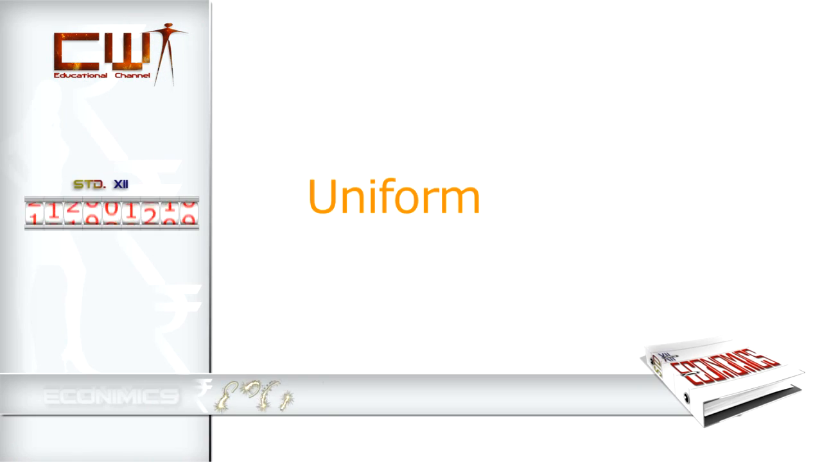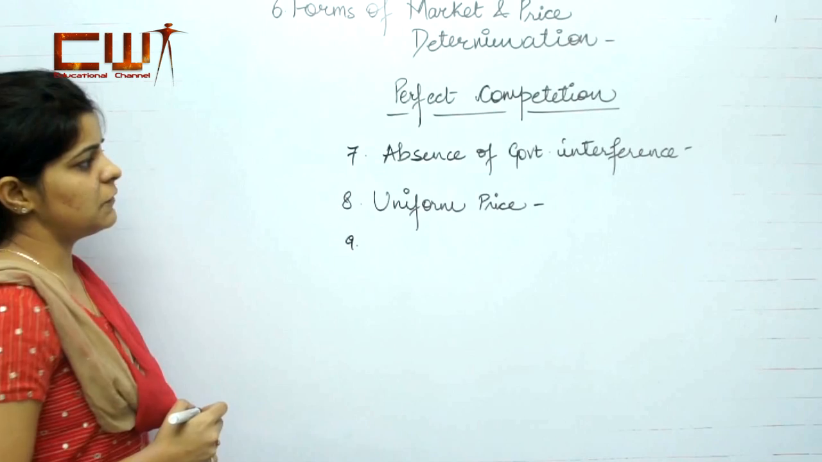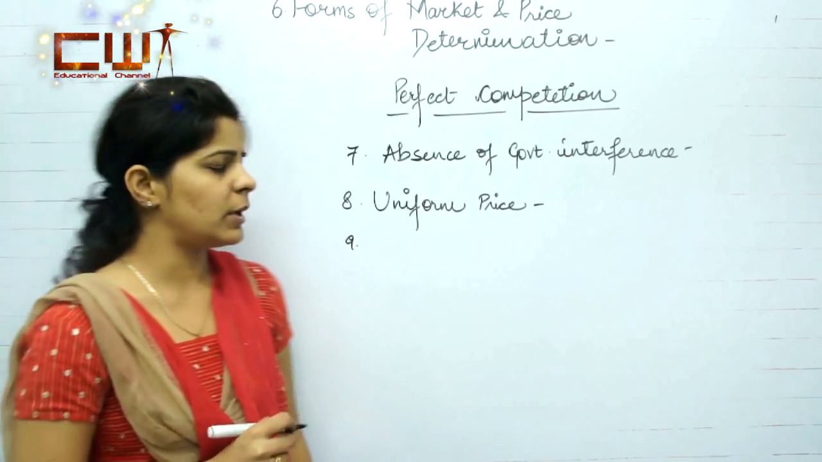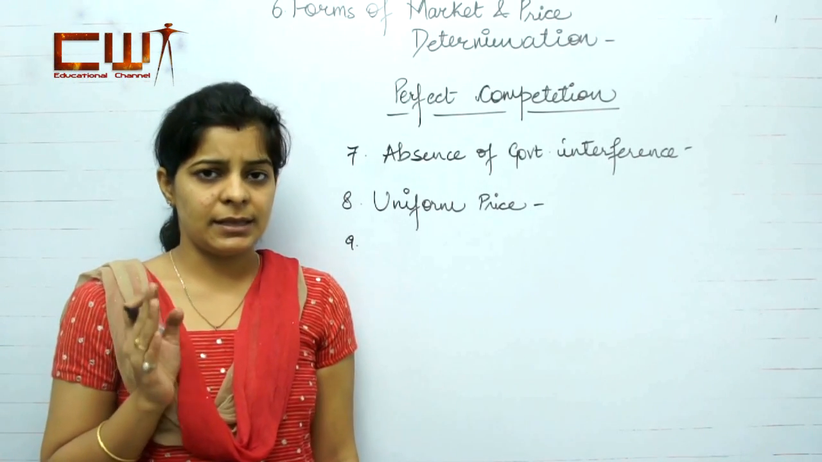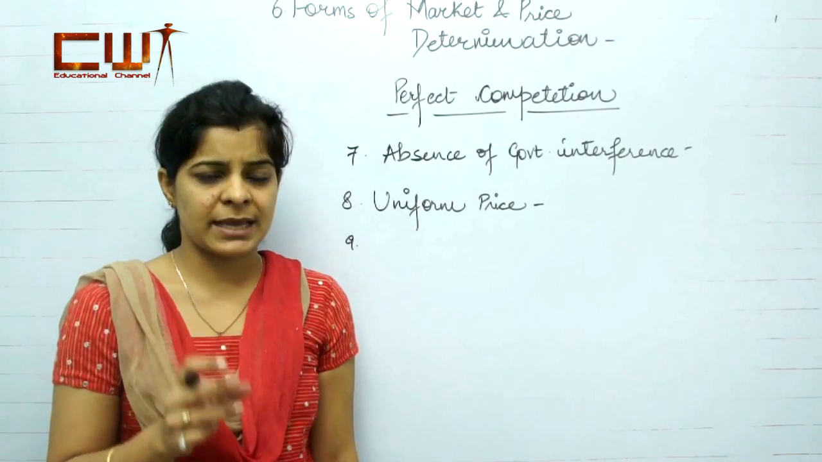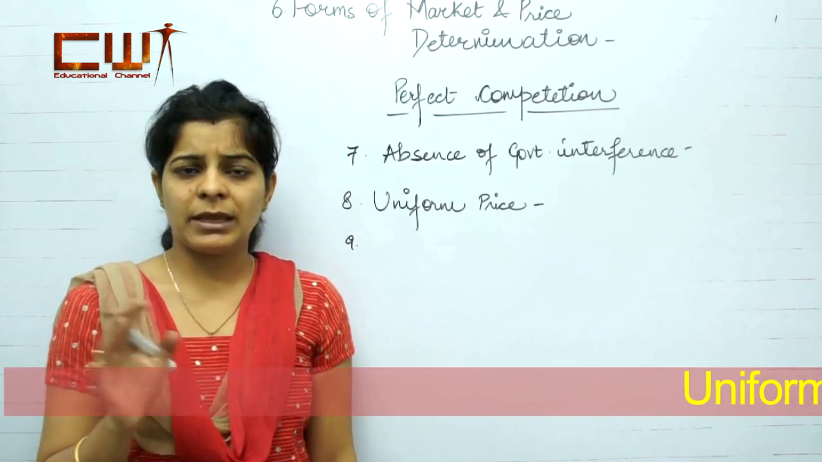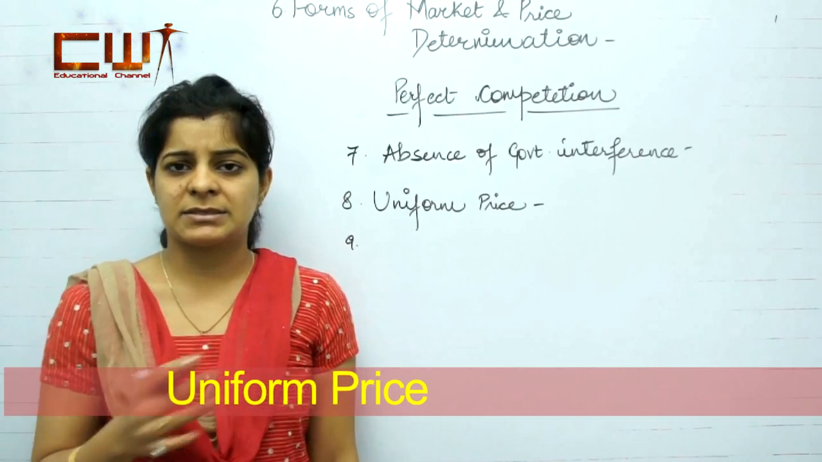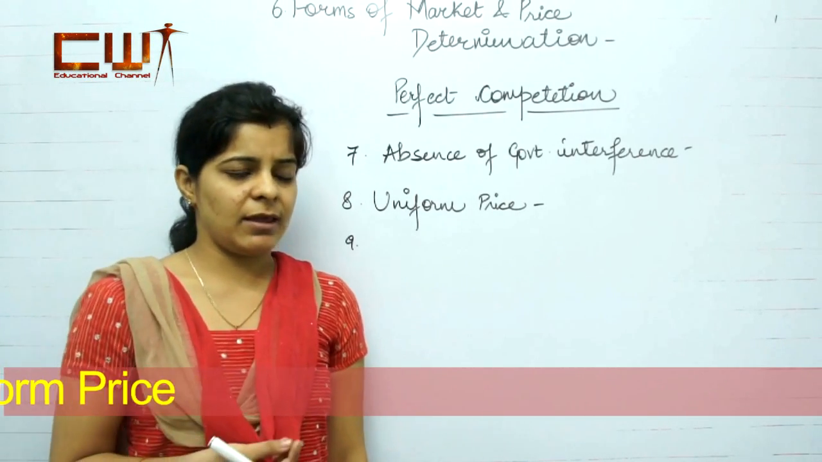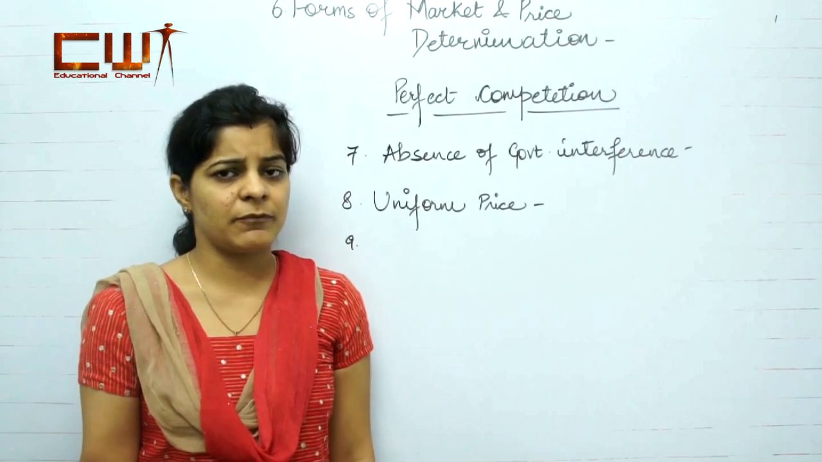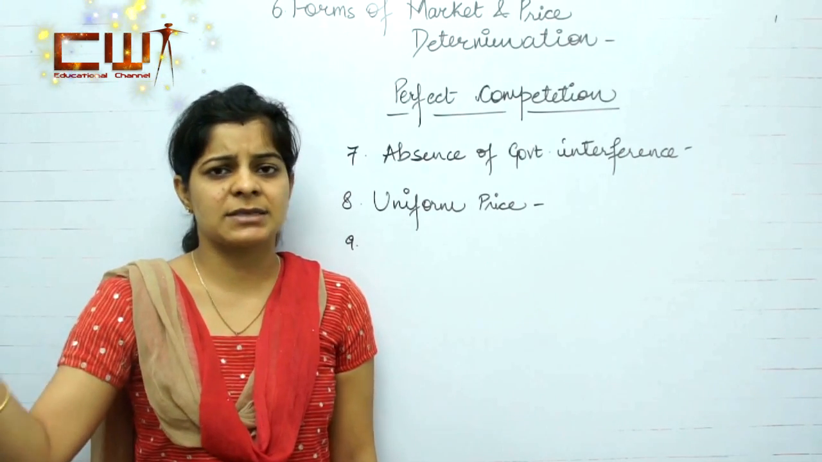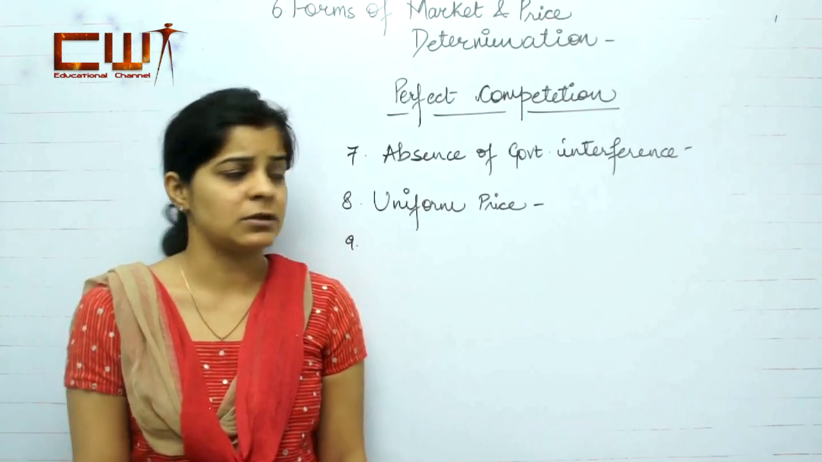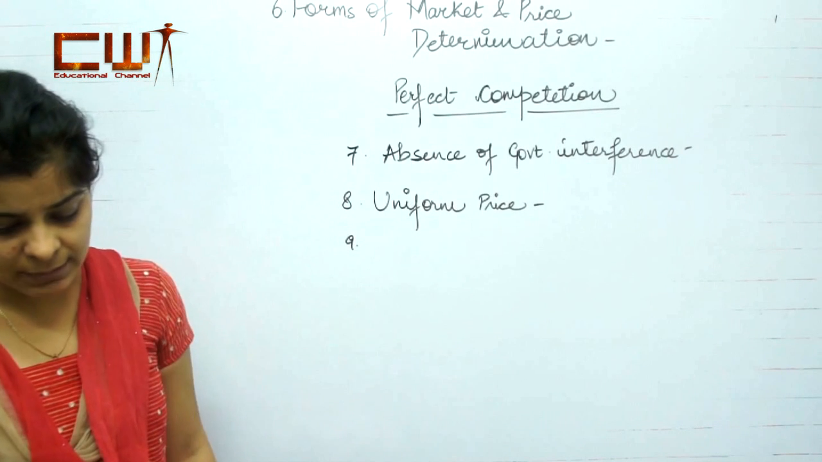Next feature is uniform price. As I told you earlier, the goods are identical in their size, color, shape, in all aspects, so they carry the same price. All the products are priced in the same fashion. If I am selling the goods for 5 rupees, the other will also be selling for the same price, as goes for the third and the fourth person. So they are all selling at the same price.